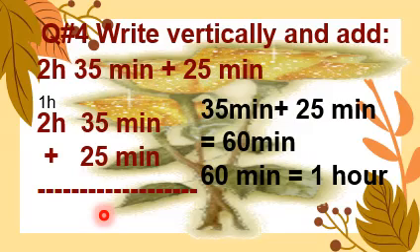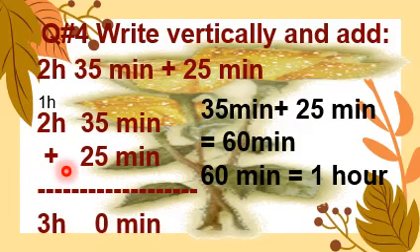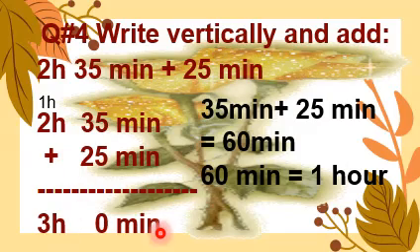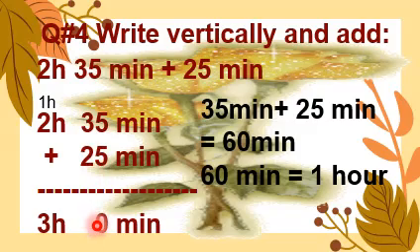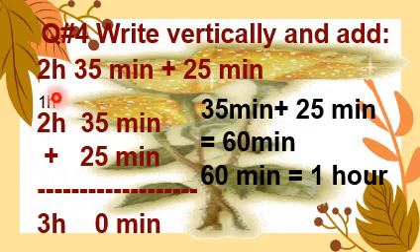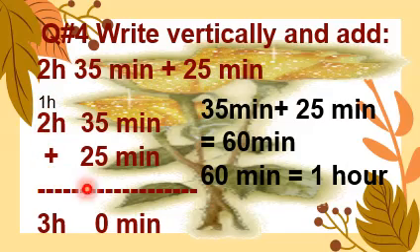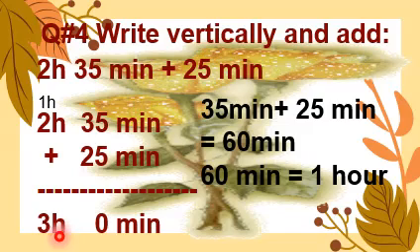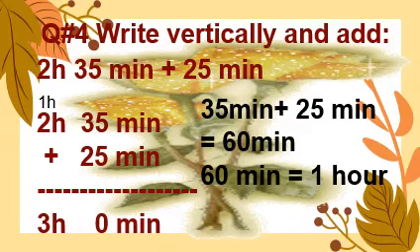Then we will add 1 plus 2 is equal to 3 hours and 0 minutes, because the sum of 35 and 25 is 60 minutes, and 60 minutes is equal to 1 hour, and 1 hour will be carried to the hour column. So in the minutes column we will write 0. So the final answer is 3 hours and 0 minutes.